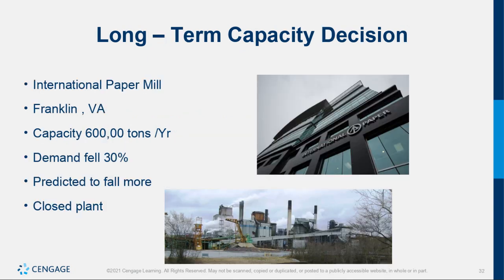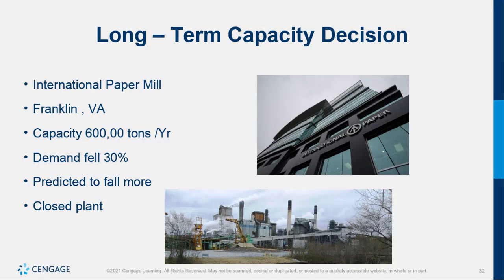So here's an example of a long-term capacity decision. And this is very relevant to our area around here, anywhere in East Texas, Louisiana, Arkansas, and other parts of the South, Alabama, Georgia. This is the International Paper Mill in Franklin, Virginia. They have had a capacity of 600,000 tons of paper per year.